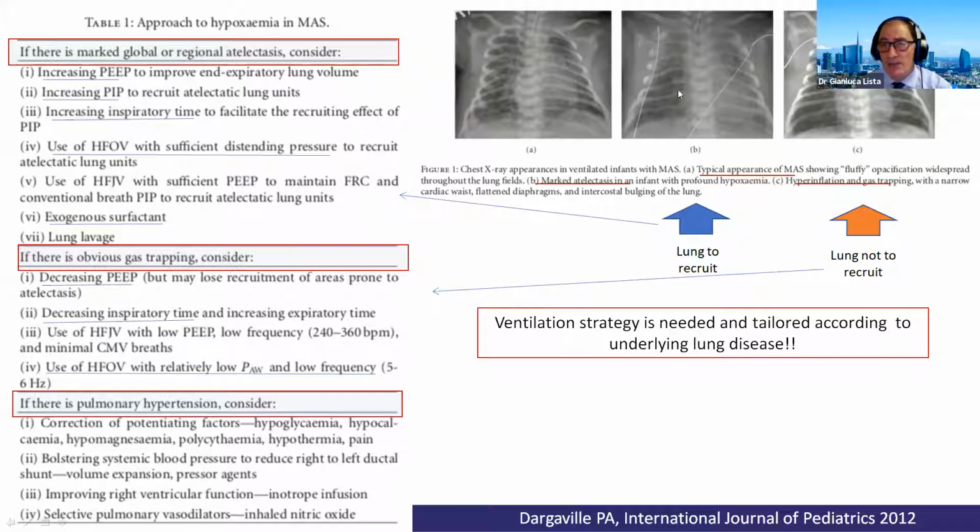In this situation, in which there is a marked atelectasis, it could be important to increase the PEEP level, to increase the peak inflation pressure, to increase the respiratory time, and in some cases to give, for example, exogenous surfactant.